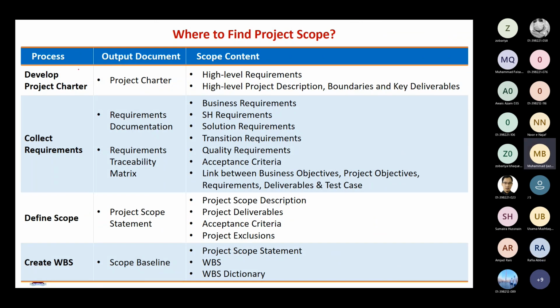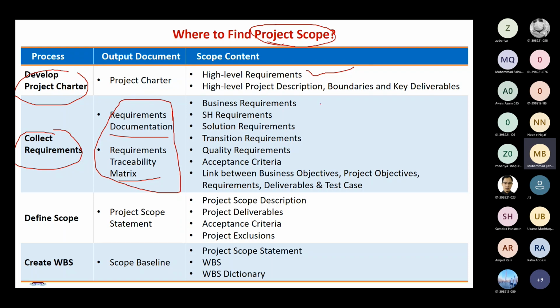Yes, sir. So I'm sorry, we'll take 5 more minutes and we'll just conclude it here then. Now here, project scope can be found in various documents. In project charter, the scope would contain a high level description of the scope. In collect requirements, the requirement documentation and requirement traceability matrix will contain all the scope, but in requirements form. And then we'll shape those requirements in form of a scope statement. And then we will divide that scope into WBS, and then it will become a scope baseline, correct?